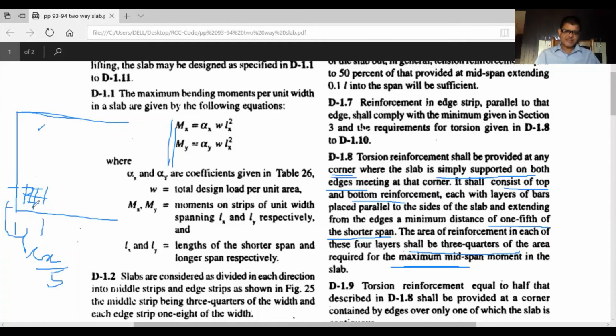In the Lx by 5 square, you again have to provide the cover here. Cover will be here, cover will be here. Then the steel will be provided in the remaining part in layers, and each layer will be parallel to the slab, extending from the edge a minimum distance of 1/5 of the shorter span. The area of reinforcement in each of these four layers will be 3/4. So the area will be 3/4 of the area at the mid span, that is the maximum mid span moment will be provided. So this is regarding the torsion. Torsion reinforcement is only provided where the slab is simply supported. That means it is discontinuous. There is no continuity of the slab on either edge.